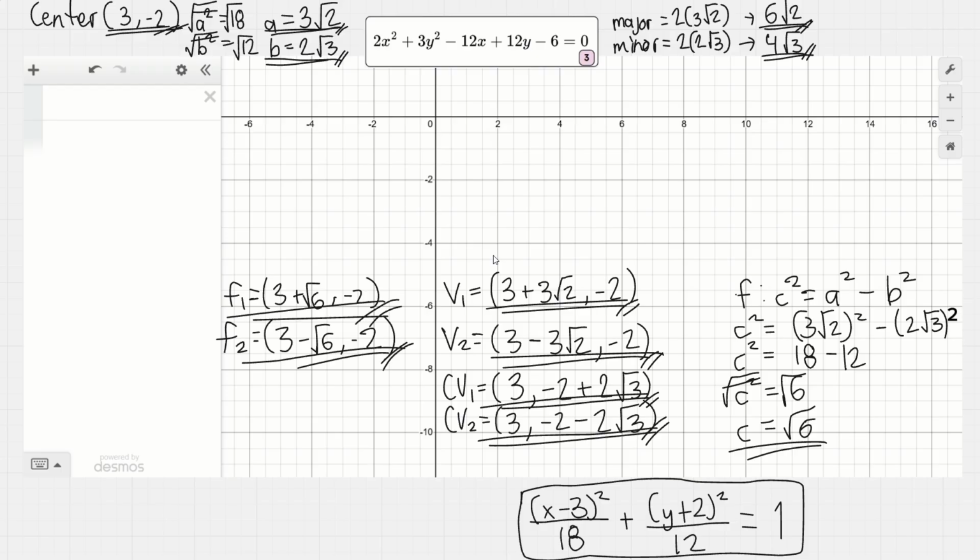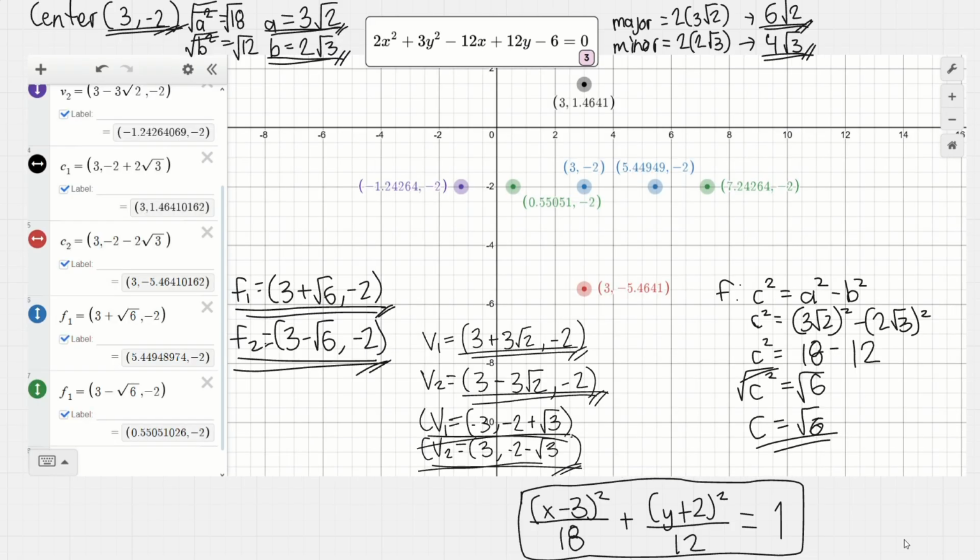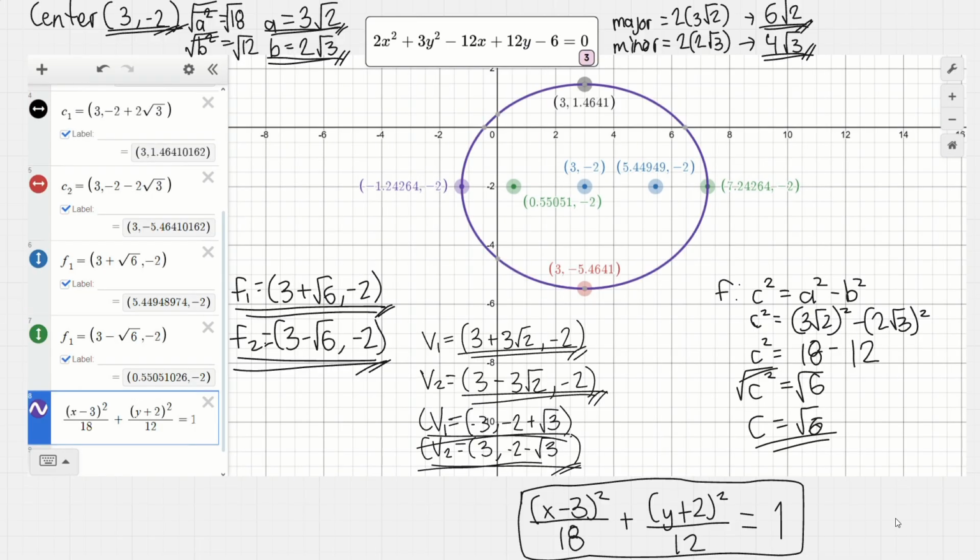Now, since we got all the givens, let's plot it on Desmos. After we graph our points, let's put the standard equation into Desmos to check if all our points are correct. Now, this is our ellipse. It means that 2x squared plus 3y squared, minus 12x plus 12y, minus 6 equals 0. The standard form of the general form is x minus 3 squared over 18 plus y plus 2 squared over 12 equals 1.